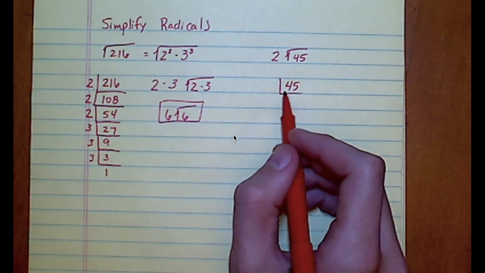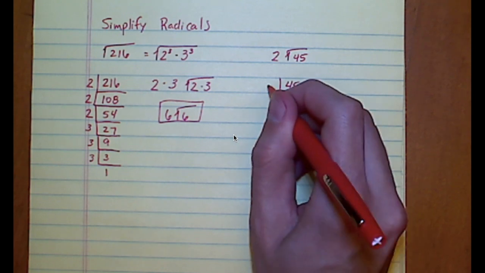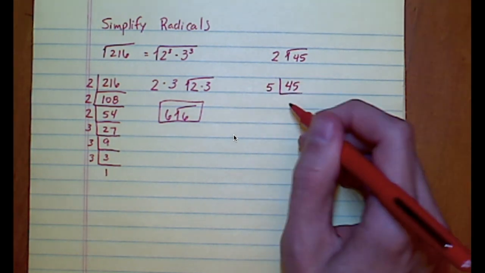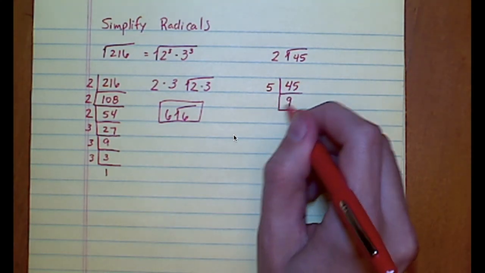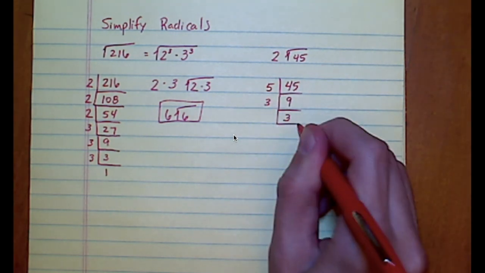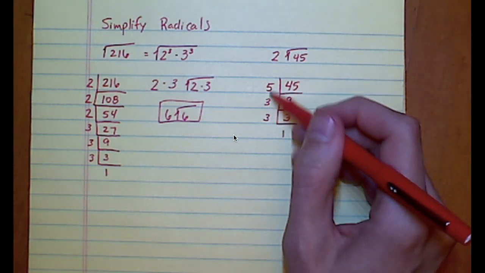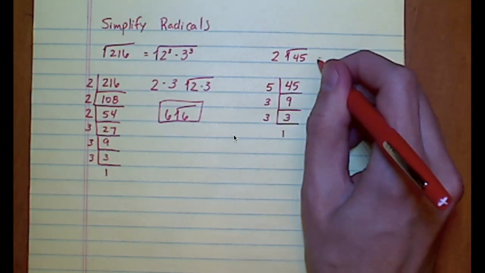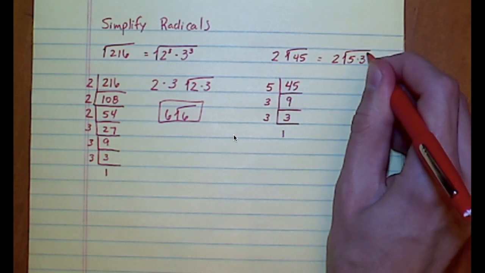Now 45 ends in a 5. I know that means 5 goes into 45. So even though it might not be the smallest, I'm going to use the ones that make sense to me. If I take the 5 out, that leaves me with a 9. Well, the smallest number that I know goes into 9, easy to divide out, is a 3. That leaves me with a 3. And 3 goes to 1. So that means 45 is 5 times 3 times 3. So instead of 2 square root of 45, I have 2 square root of 5 times 3 squared.